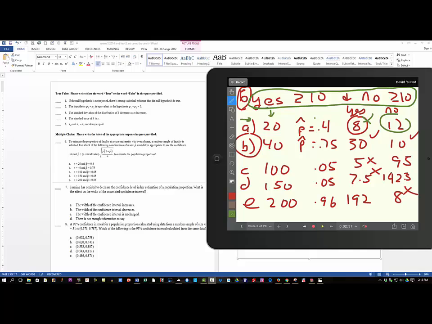Just moving down a little quickly here, so you can see the sample size is even larger, but the p-hat is 0.05, so 5% of 100 is 5. That's not greater than or equal to 10. And the next one's 150, and 5% of 150 is 7.5. That's not bigger than 10. And then even when you had 200, we have 0.96, so the number of yeses was 0.96 times 200, or 192. But that only leaves 8 no responses, and that is not greater than or equal to 10. So that's why that one is not large enough.